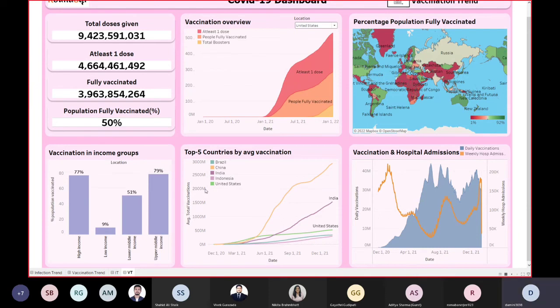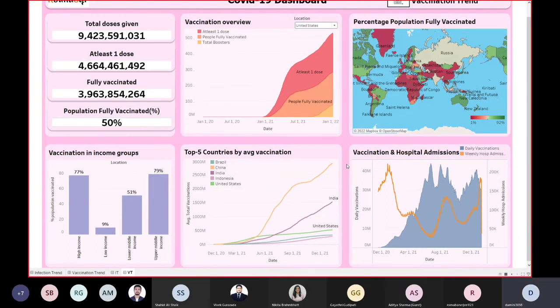Now we have the top 5 countries by average vaccination. It seems that China has outperformed literally every other country in average vaccination. You can see the chart going very high compared to other countries present like India, United States, etc. So China is definitely an outlier in the vaccination program. Then we have India, then United States, Brazil, and Indonesia. Although we see that the cases were very high for the United States, the vaccination doesn't seem to have taken hold.